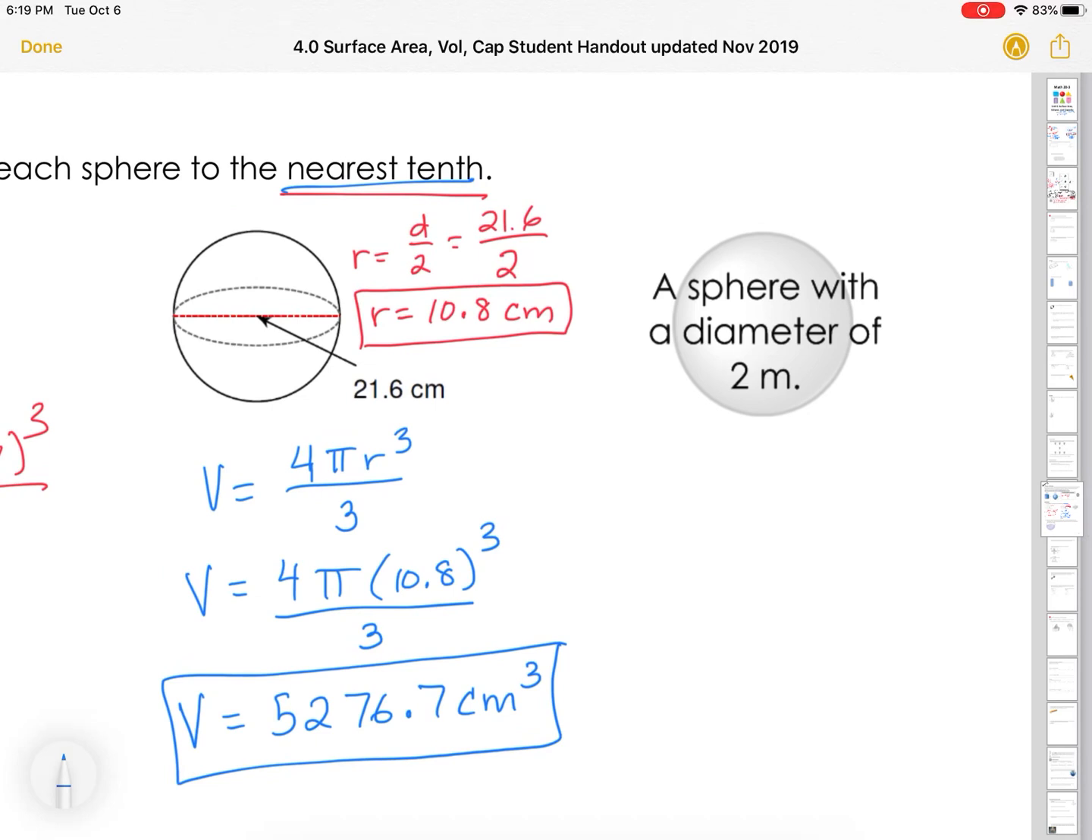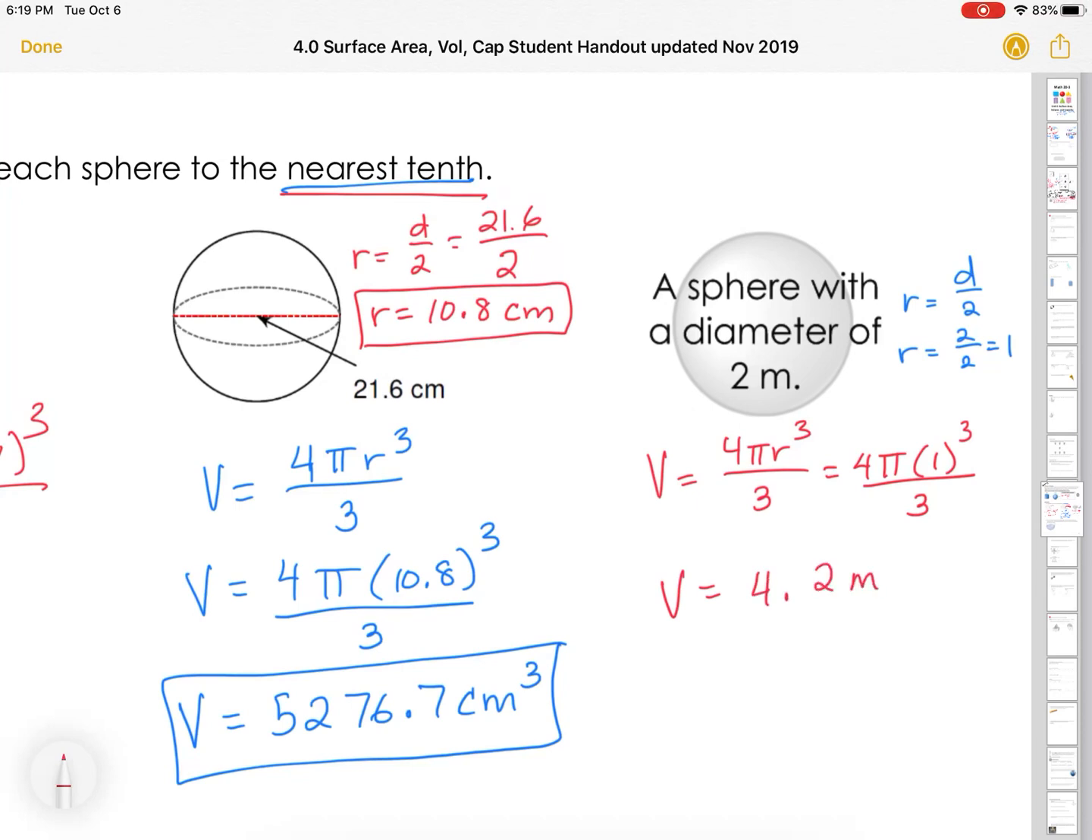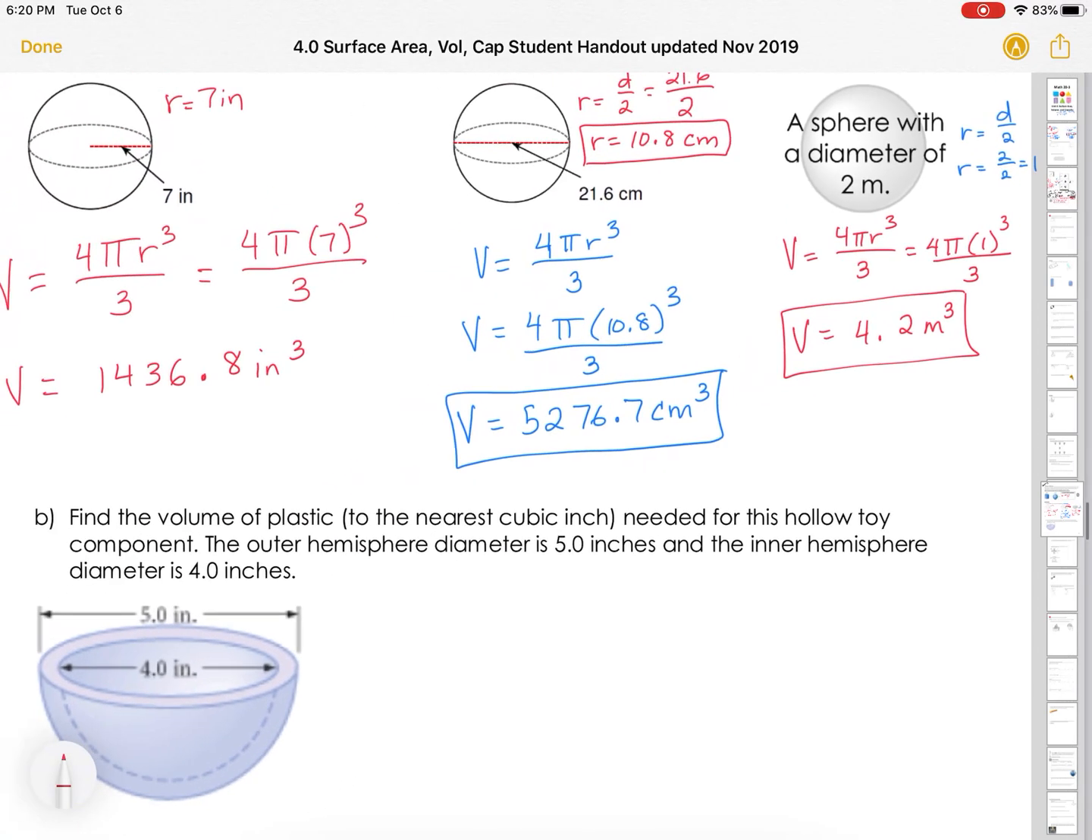Here, last one, it's a sphere with a diameter of 2 meters. If the diameter is 2 meters, the radius is the diameter divided by 2. So it's 2 divided by 2, which equals 1. Our volume is 4 pi r cubed all over 3. So that will be 4 pi 1 cubed over 3. When we multiply that through, we get 4.2 meters cubed. Again, your calculator can probably do all that work for you. Some of you might want to do the top and then divide by 3 after. Either way, you'll get to that answer.